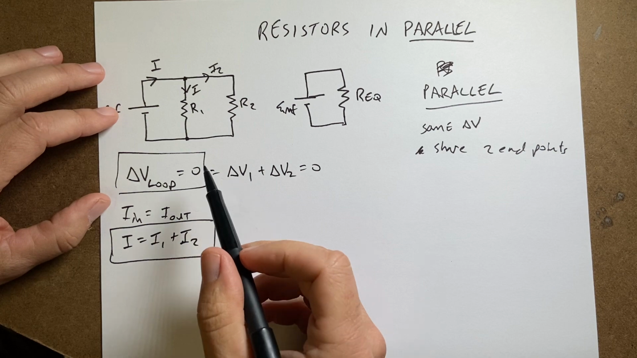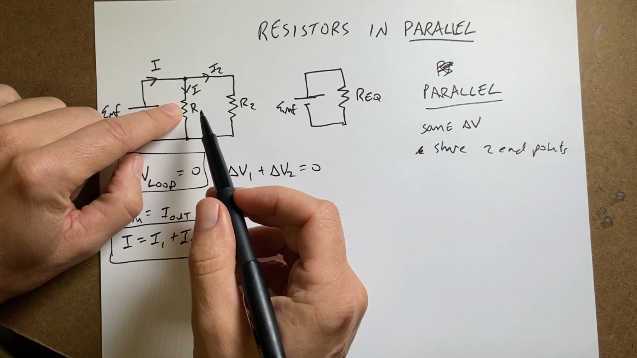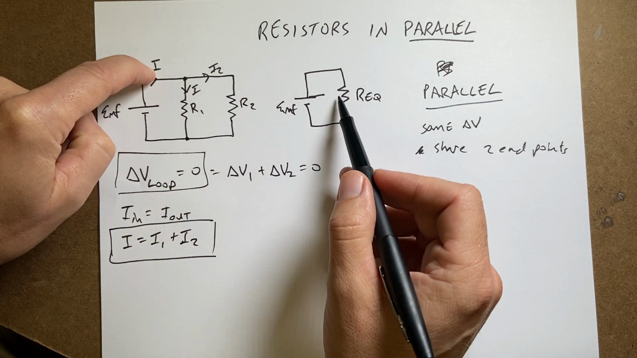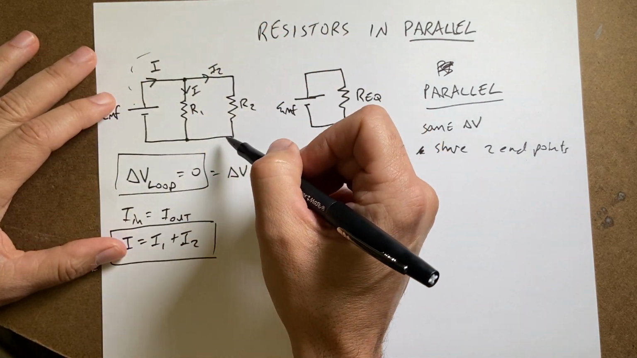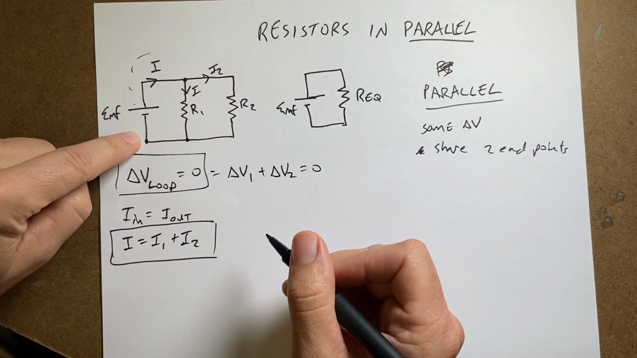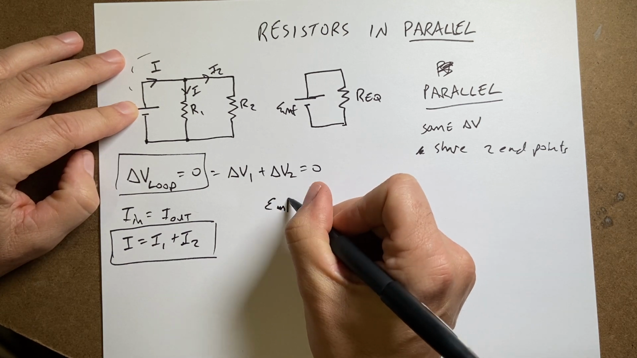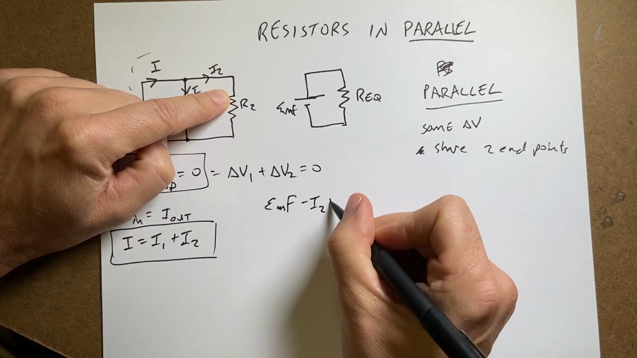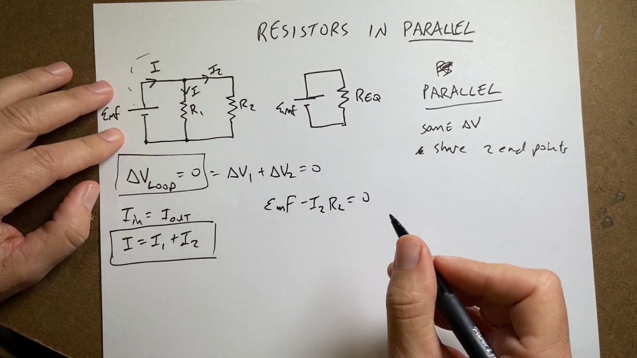Now let's do our loop rule. The goal here is to find an expression for the total current, and then make sure the equivalent circuit has the same total current. So I'm going to do the big loop. I'm going to start right here, go around this way and add up all the voltages. The first one I have is EMF, and then I go over here. Now I have minus I2 R2. And then I get back to where I was. I didn't even go through that resistor R1, so it doesn't matter.